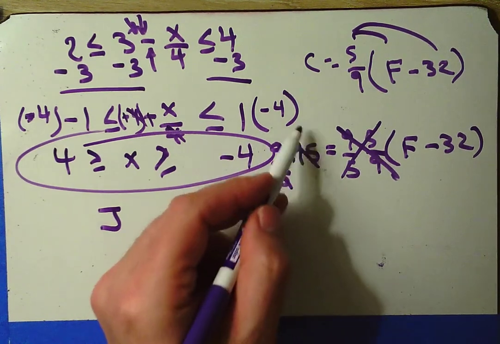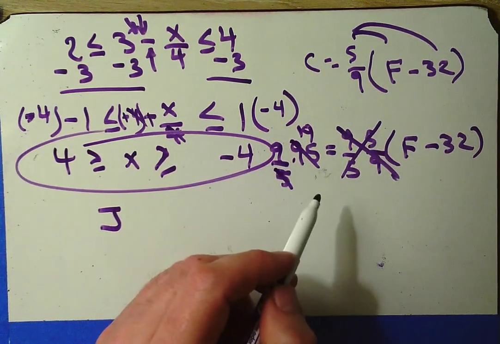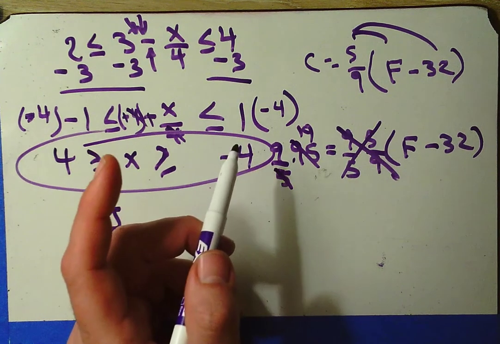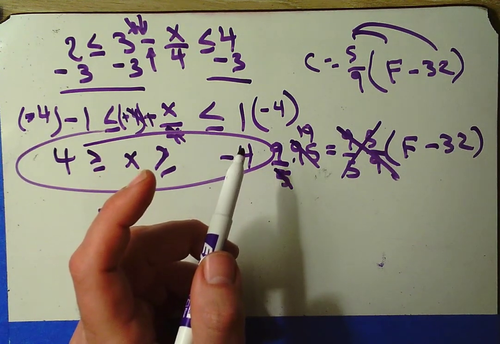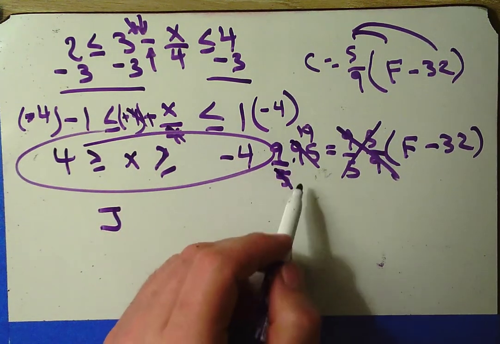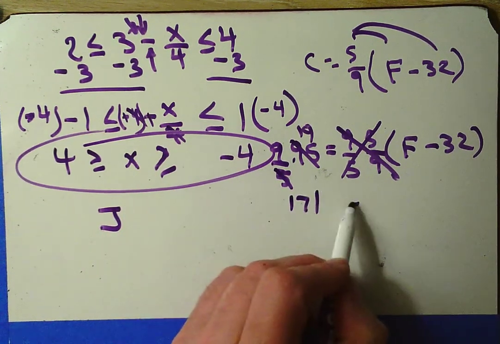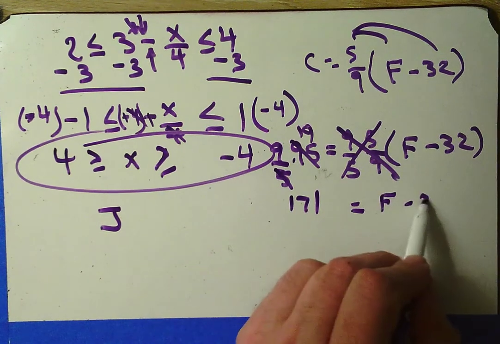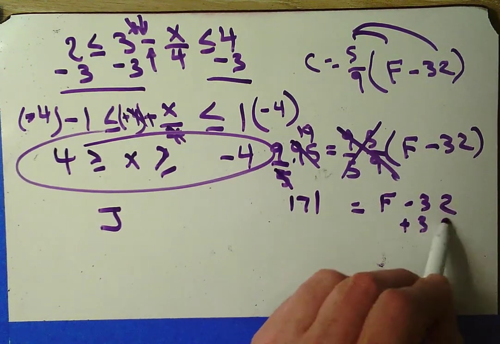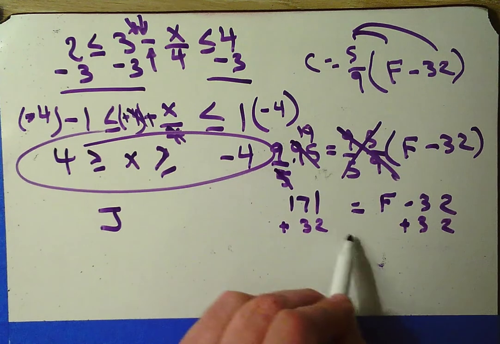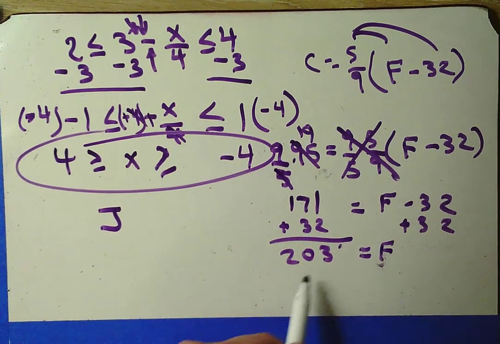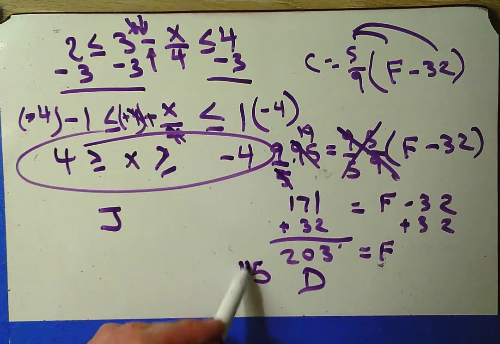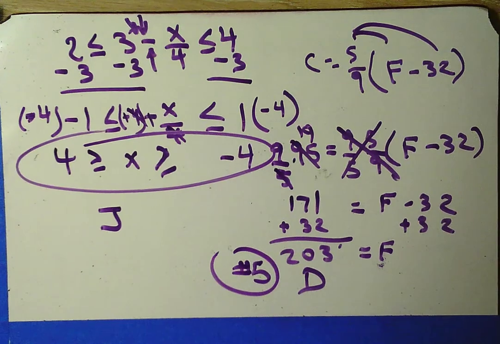So I'm going to do some canceling here, and I'm going to get 19 times 9, which is 20 times 9, or 180, minus 9, which is 171, equals F minus 32. And if I add 32 to both sides, I get 203 degrees Fahrenheit, which is choice D. D for problem number 5. Okay?